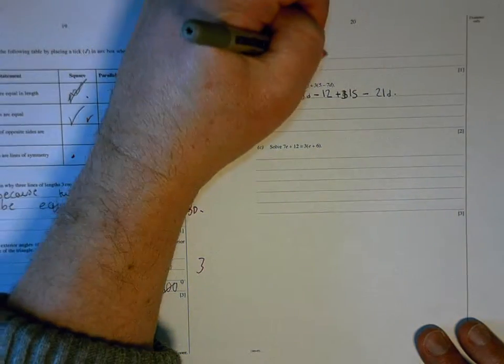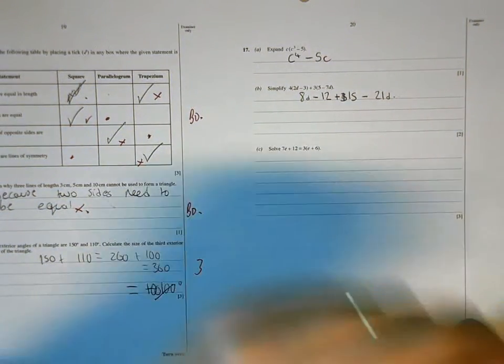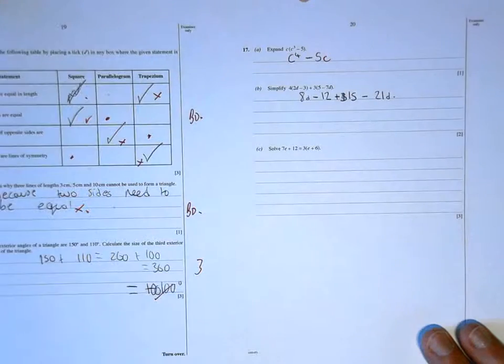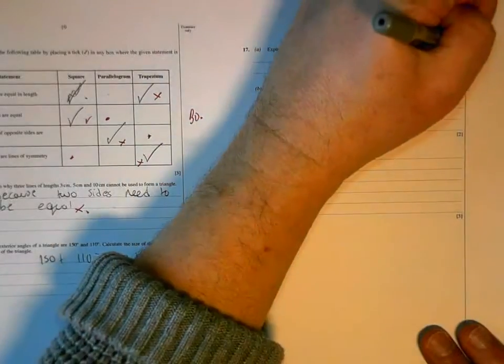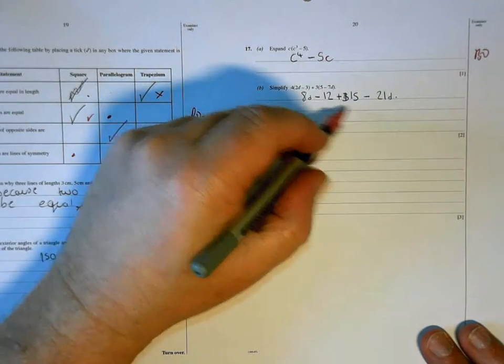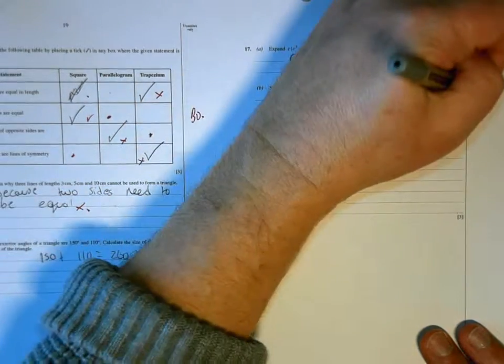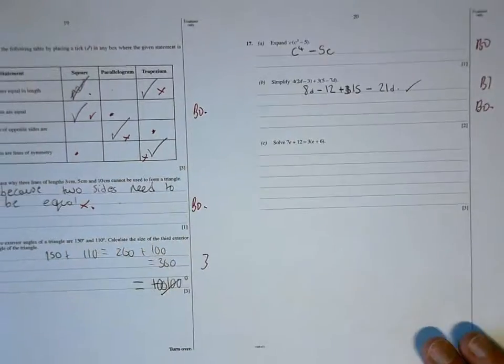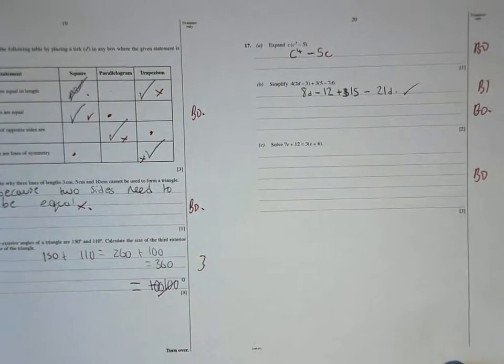C to the 4 is right, but it needs to be minus 5c. You have to multiply whatever's outside by everything that's in. So you can't get that mark. 8d take 12 plus 15 take 21d is correct, but you then need to simplify that further, and you haven't done that. 3, 4 for the page.